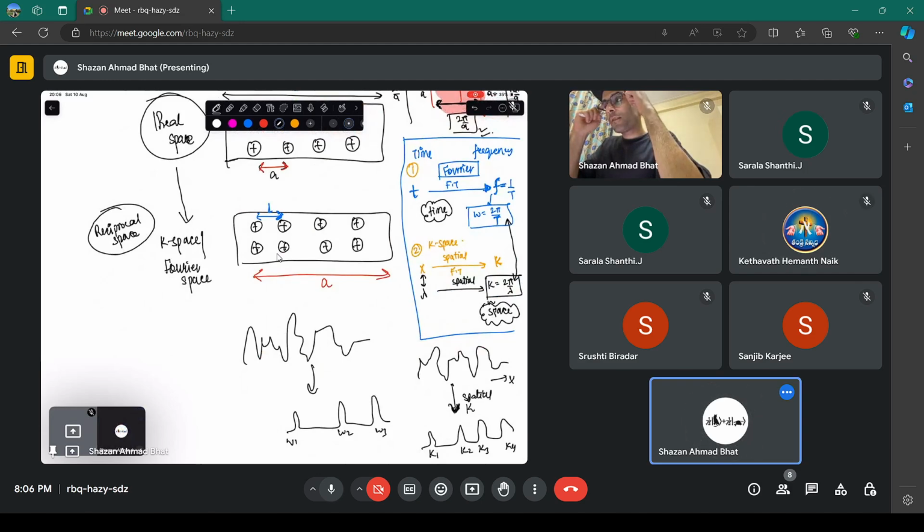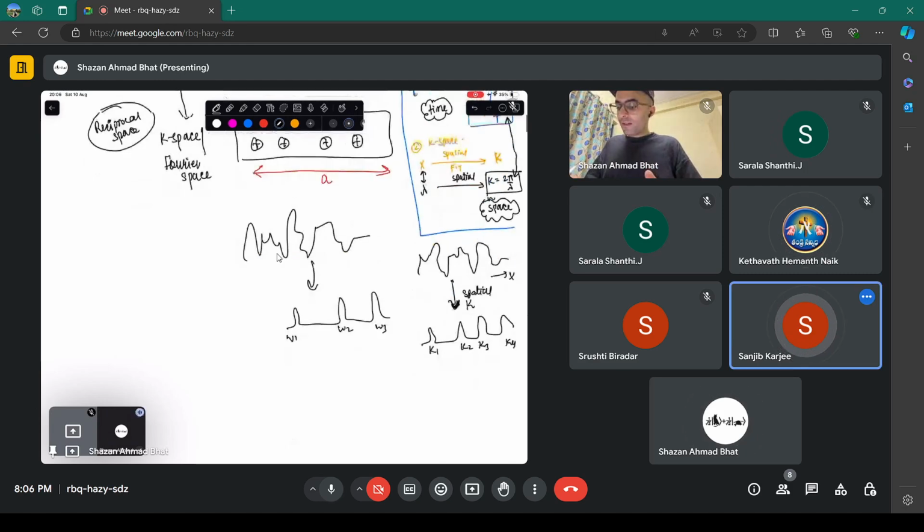Exactly. That is why this is very important in crystalline materials. Because in crystalline materials, atoms are periodic. Whenever you have something periodic, just close your eyes and think about Fourier transform. If you are dealing with time, think about Fourier transform from time to frequency. If something is repeating in space, you can Fourier transform it to K space. That's it. That is the end of the story.